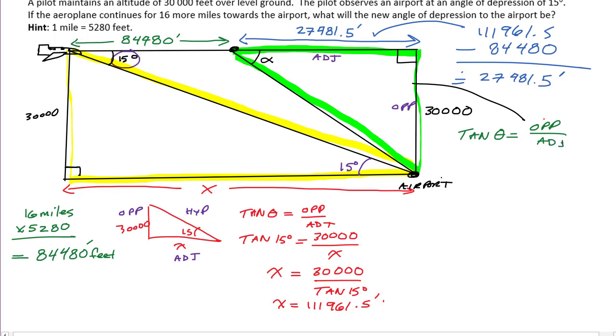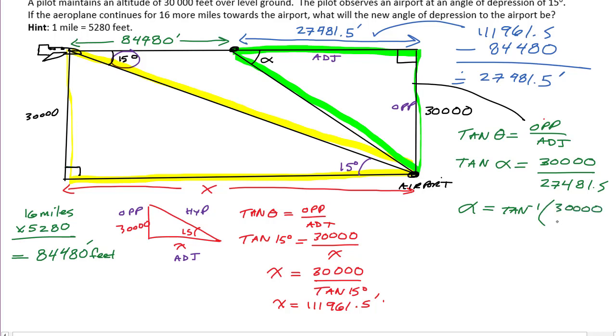So we are trying to find the angle. In this case, I'm just going to use alpha for my angle. It doesn't really matter what symbol you use. I just used alpha there to distinguish from the other angles. So it's 30,000 divided by 27,481.5, and then we're going to take the tan inverse of that. And that'll give us our final answer.